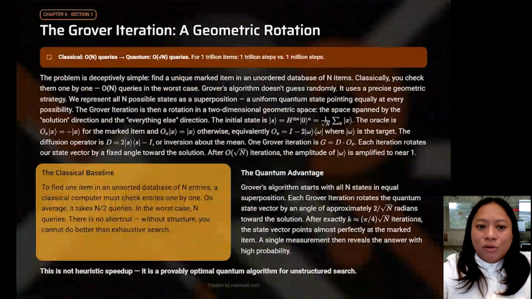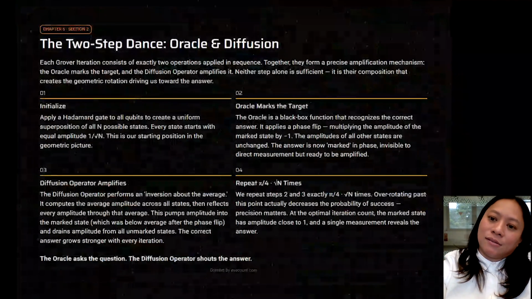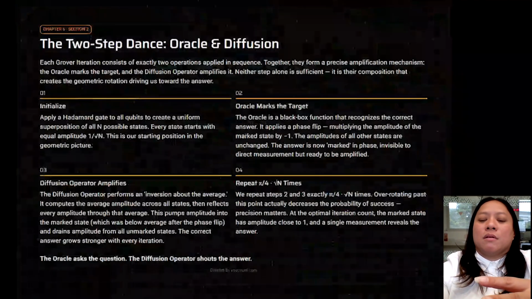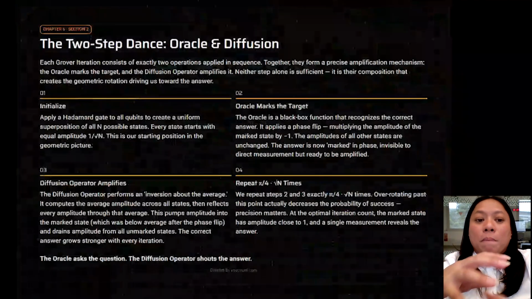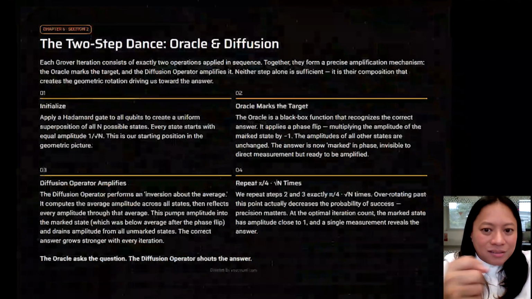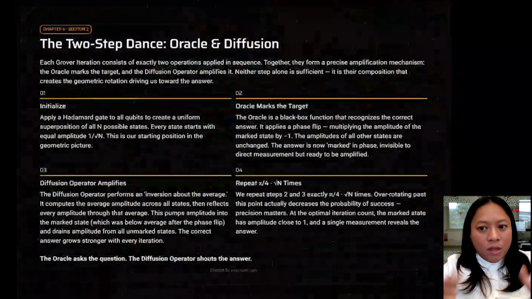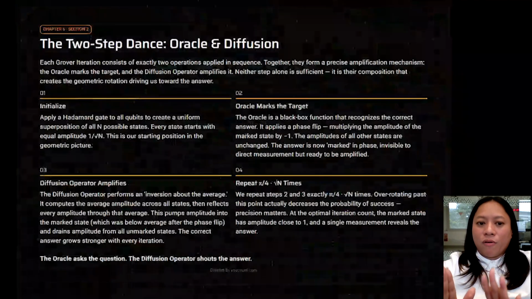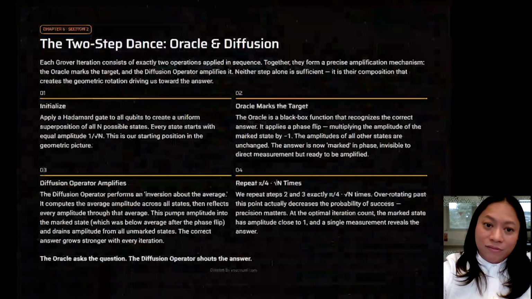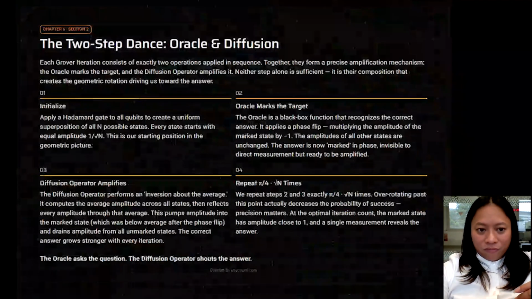And so this iteration is actually called a two-step dance. First, the oracle marks the correct answer by flipping its phase. Second, the diffusion operator performs an inversion about the average, so it pumps amplitude into that marked state and kind of sucks amplitude out of the wrong ones. So it's kind of like a maximizer normalizer. So we repeat this pi over 4 times the square root of N times, and suddenly the correct answer is the only one left standing. It's kind of like it amps up the good stuff and then decreases the bad stuff, right?